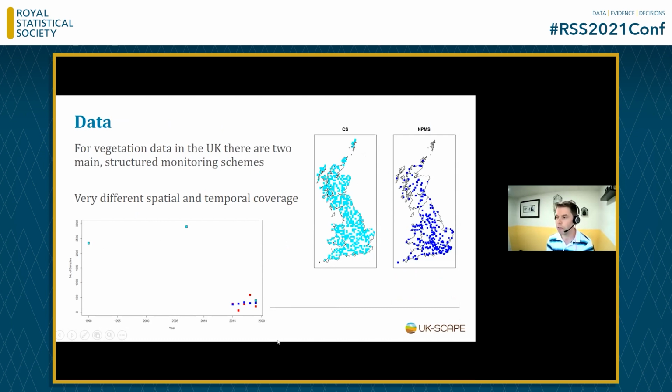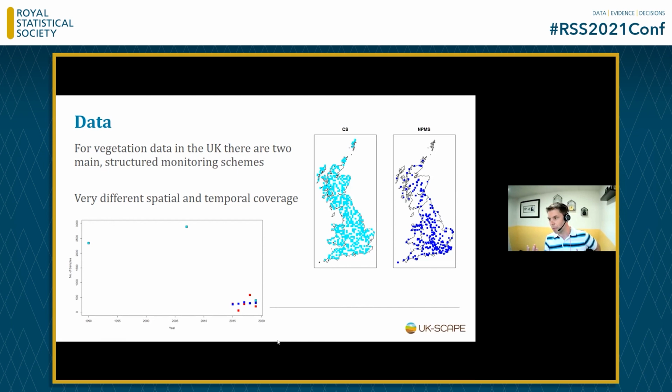So talking about data, for vegetation data, there are two main structured monitoring schemes in the UK that have taken place over the last 20, 30 years. On the left map there is the Countryside Survey Scheme, and on the right is the National Plant Monitoring Scheme. The plot on the left shows when the surveys have taken place over time. Apologies, it's a really poor plot; I did it in a rush. But these two schemes have very different spatial and temporal coverage.